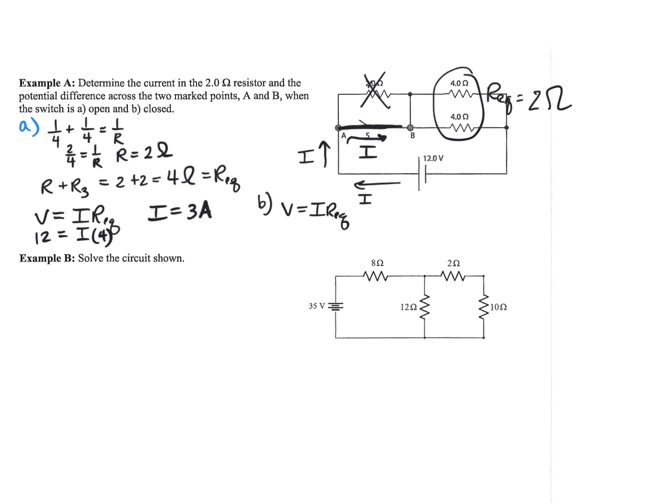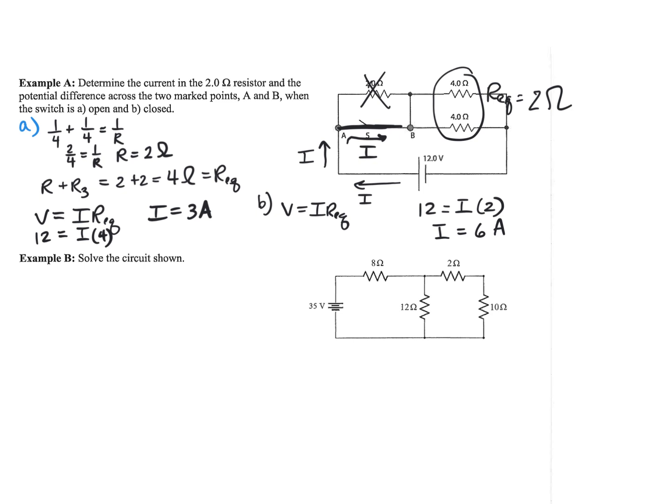So V, which is 12 volts, is equal to I times 2. So what is the current now? 6 amps. It's a 6 amp current because there was less resistance to the flow. Okay? Does that make sense?